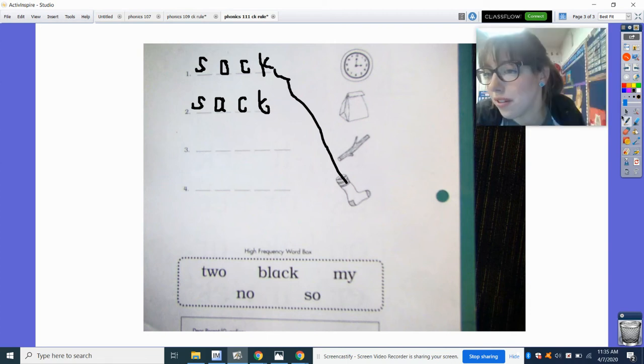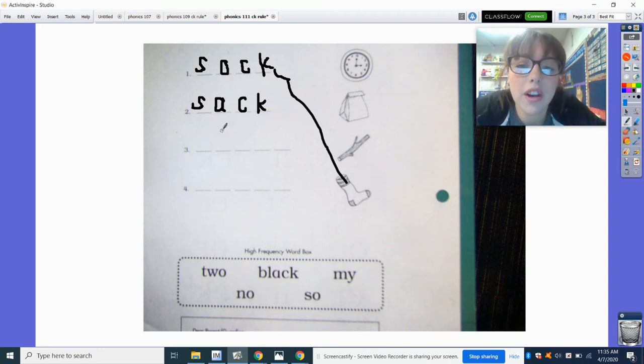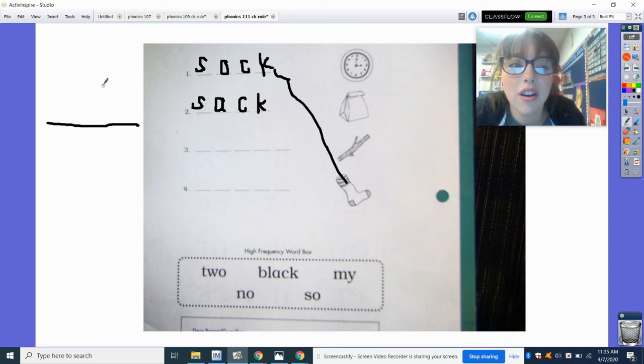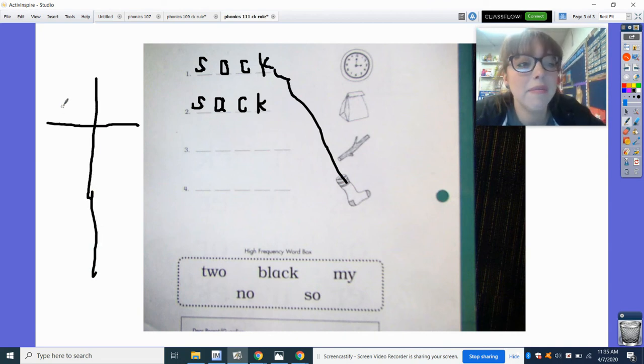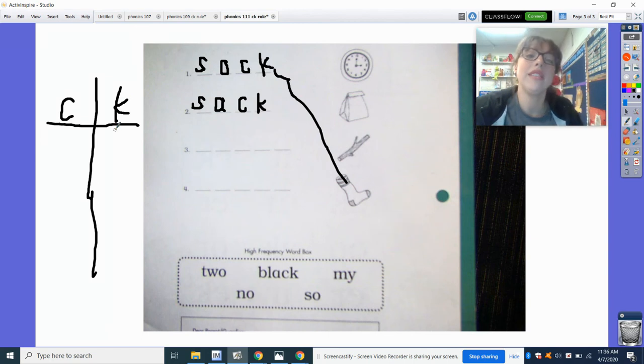Whoop, that looks goofy. Here we go. Let's see if we can make this one look a little nicer. There you go. Our next word is a clock. K-O-K, clock. So if you don't remember if it should be a C or a K, let's do our C and K chart over here to the side. So draw your T, and then you have a C on one side and a K on the other. And let's see if you know if it's going to be a C or a K.